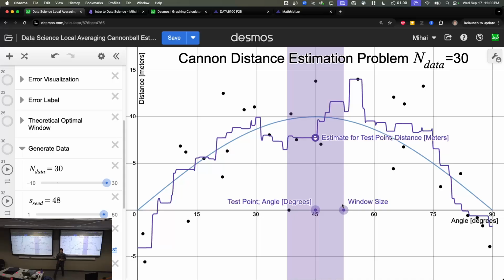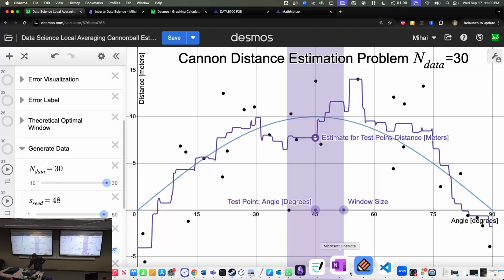Yeah, that's a great point. All right, any other questions? Yeah? Is the blue curve the estimate? No, the blue curve is not the estimate. The blue curve is the true function f. The blue curve is the Platonic ideal that we are looking for.